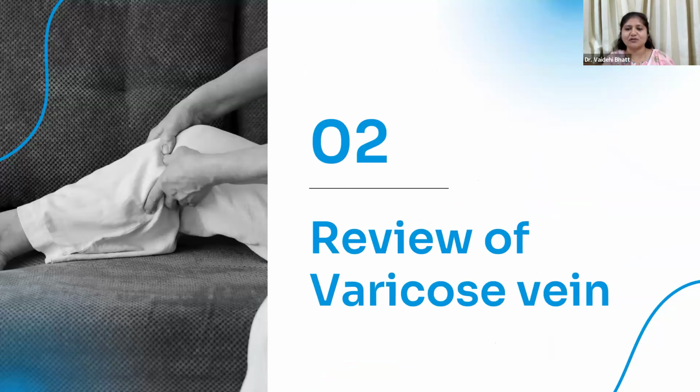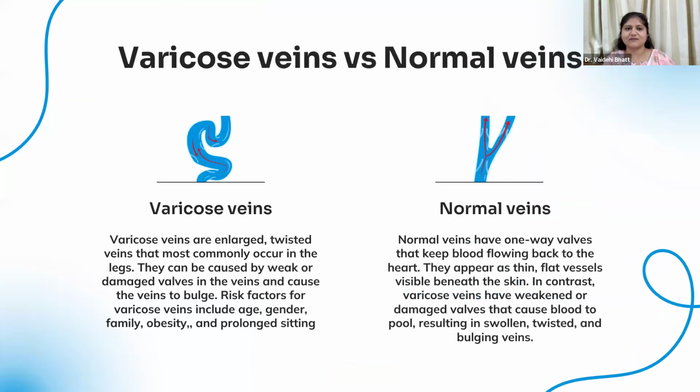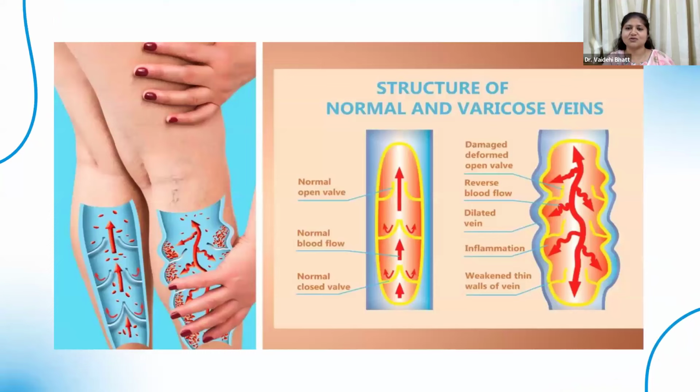Now, what is the pathophysiology? What are the causes? What are the risk factors? First of all, we have the basic understanding of normal veins and varicose veins. Normal veins have one-way valves and they keep blood flowing back to the heart, and they appear as thin, flat vessels visible beneath the skin. In contrast, varicose veins have weakened, damaged valves, causing blood to pool, resulting in a swollen, twisted, and bulging vein. These are the basic structures of veins.